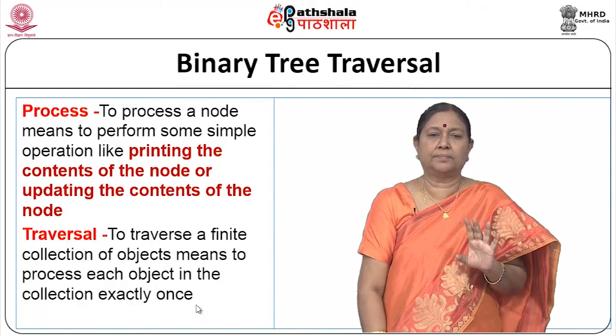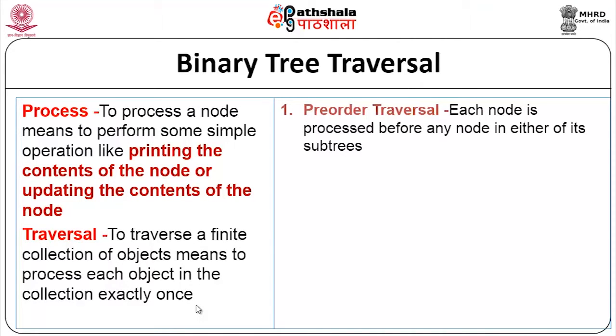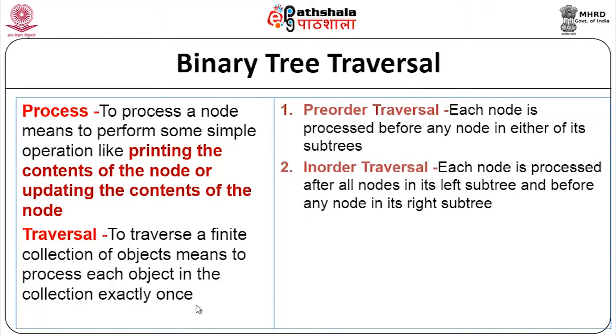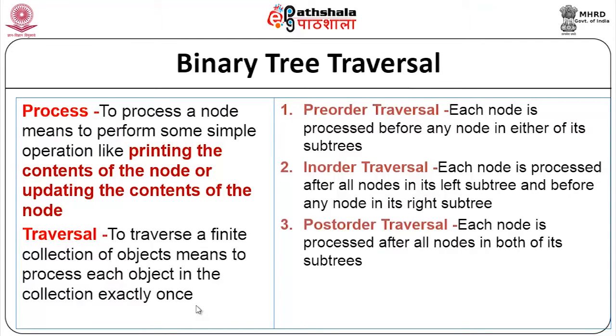In preorder traversal, each node is processed before any node in either of its subtrees. In inorder, each node is processed after all the nodes in the left subtree are processed and before the right subtree is processed. Please note the definition is different because we are talking about left and right subtrees. In postorder, each node is processed after all the nodes of its children subtrees are processed. I will repeat: in preorder, each node is first processed, then its left, then its right. Inorder is a recursive definition: left subtree, root, right subtree. Postorder is left subtree, right subtree, root. So, that is the binary tree traversal.